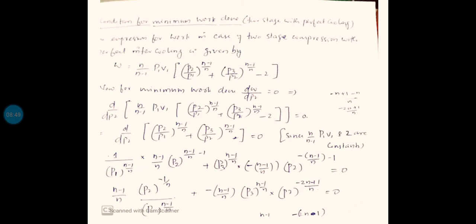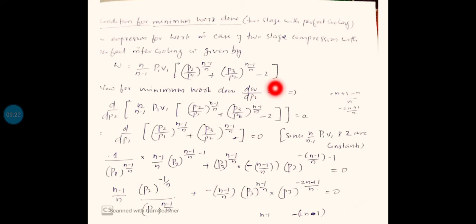Now moving on to the next topic, that is the condition for minimum work done for two-stage compression with perfect cooling. Now we will be deriving a particular condition for the minimum work done. So for that, the expression for work done in the case of two-stage compression with perfect intercooling is given by W equal to n by n minus 1 P1 V1 [(P2 by P1) all raised to (n minus 1) by n plus (P3 by P2) all raised to (n minus 1) by n, minus 2]. That was our equation, we have just derived this equation.